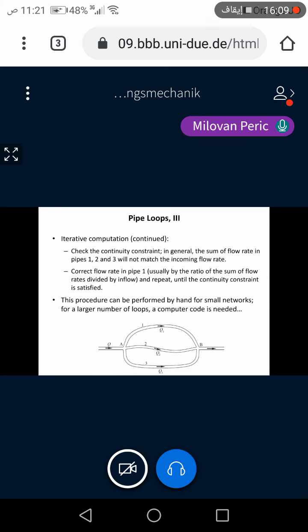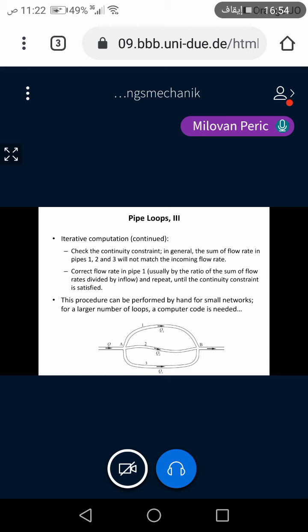So the iterative procedure is based on checking the continuity constraint. After the first step, you find that the sum of the flow rates through the 3 branches doesn't equal the flow rate that comes in. And now you correct the flow in pipe 1, and the correction is usually such that if you over-predicted the flow rates, you will reduce it. If the sum of Q1, Q2, Q3 is smaller than Q, you would increase it. And the increase or reduction can be the ratio of the incoming flow to the outgoing flow rates. And then you repeat the procedure, and this works, and usually it converges.